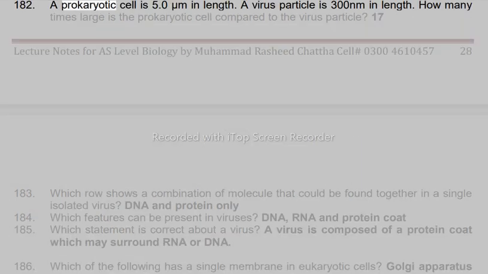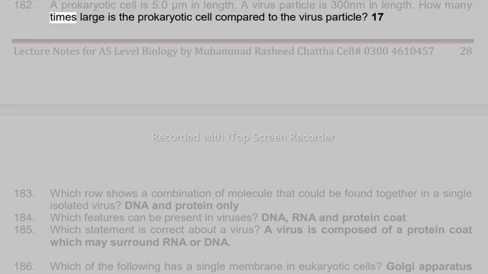182. A prokaryotic cell is 5.0 micrometers in length. A virus particle is 300 nanometers in length. How many times larger is the prokaryotic cell compared to the virus particle? 17.